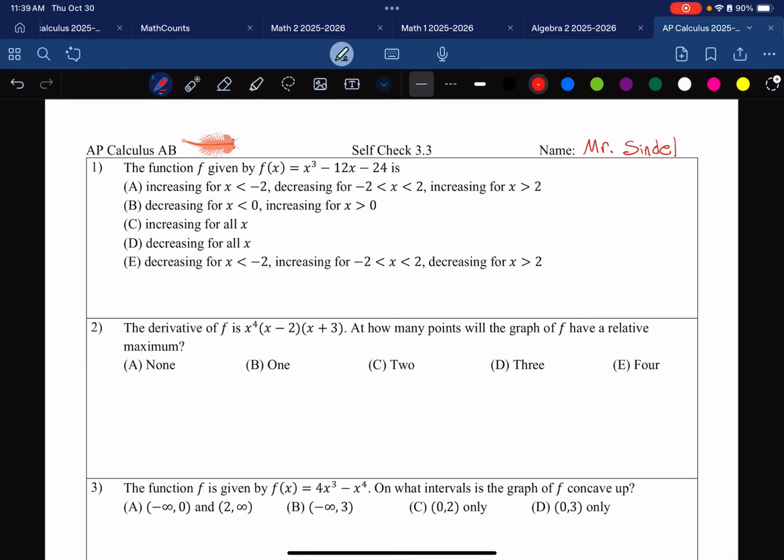This is AP Calculus AB Self-Check 3.3. We have 5 questions, which means we had 10 minutes to do the entire thing for AP pacing. And number 1, we're asked to find where we are either increasing or decreasing.